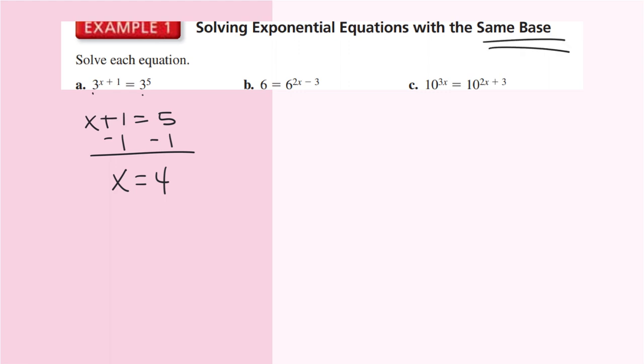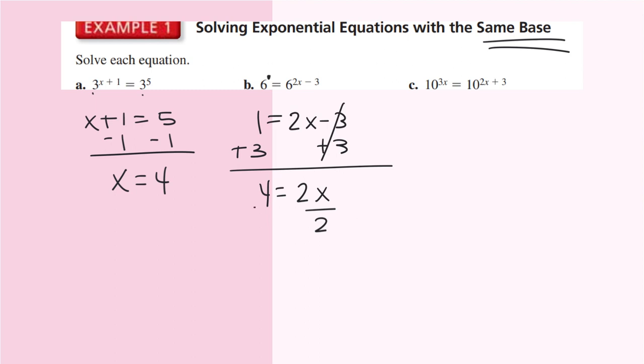In B, we have 6. Remember, we have an imaginary 1 in each of our whole numbers. So this is going to be 1 equals 2x minus 3. I am having both of my exponents equal each other. I'm going to add 3 to both sides to group together all my like terms, and this is left with 4 equals 2x. Divided by 2, x equals 2.